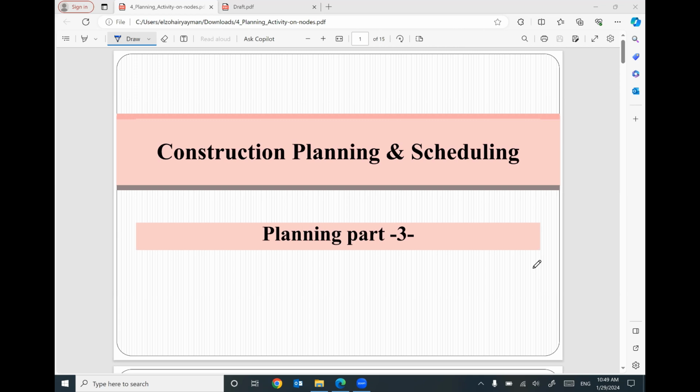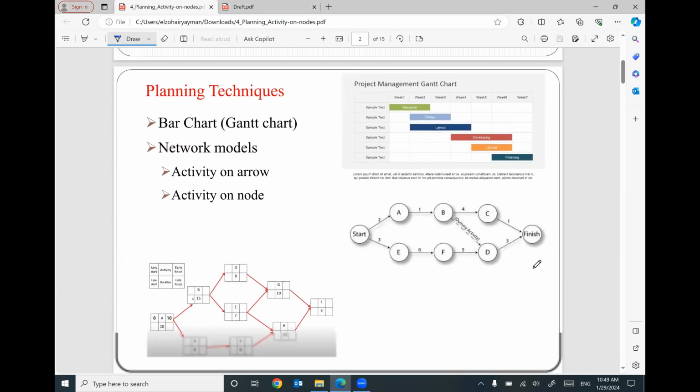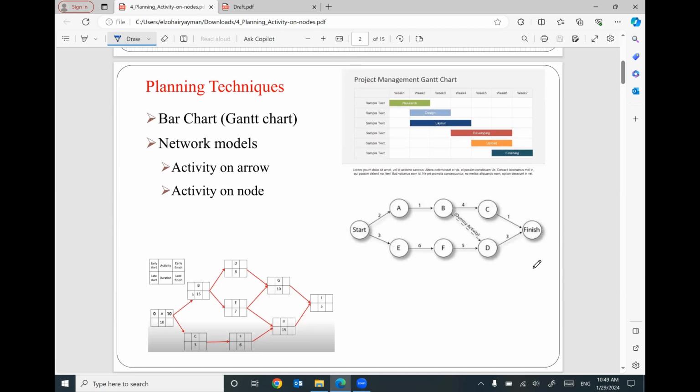We will continue our construction networks, for the construction planning and scheduling course. Previously, we discussed different planning techniques. I covered the bar chart, and I covered network models, activity on arrow. This is the bar chart. This is activity on arrows. Today we will go through another example of network models, which is called activity on nodes.